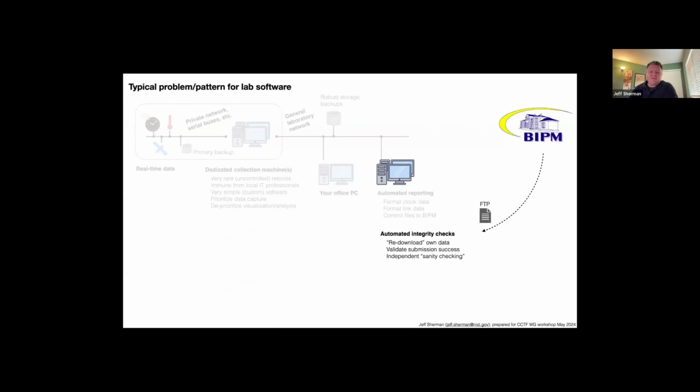Finally, it's important to verify that you submitted correct data to BIPM. And so you can automate so-called integrity checks by re-downloading your own data and applying a different, more basic analysis scheme to make sure that it is valid and the data makes sense.